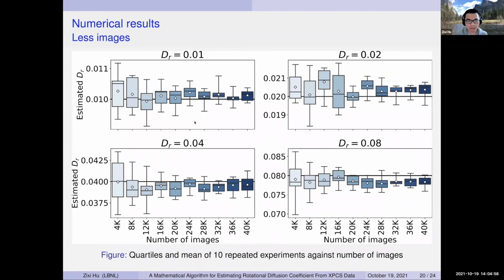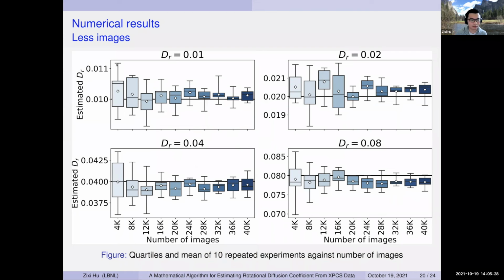In the second type of experiment, for DR equal to 0.01, 0.02, 0.04, and 0.08, we gradually decrease the number of images used from 40,000 to 4,000. Here, for each number of images and each DR, we repeated the experiment 10 times, which means we get 10 estimated values. And then we show the statistics in this box plot.